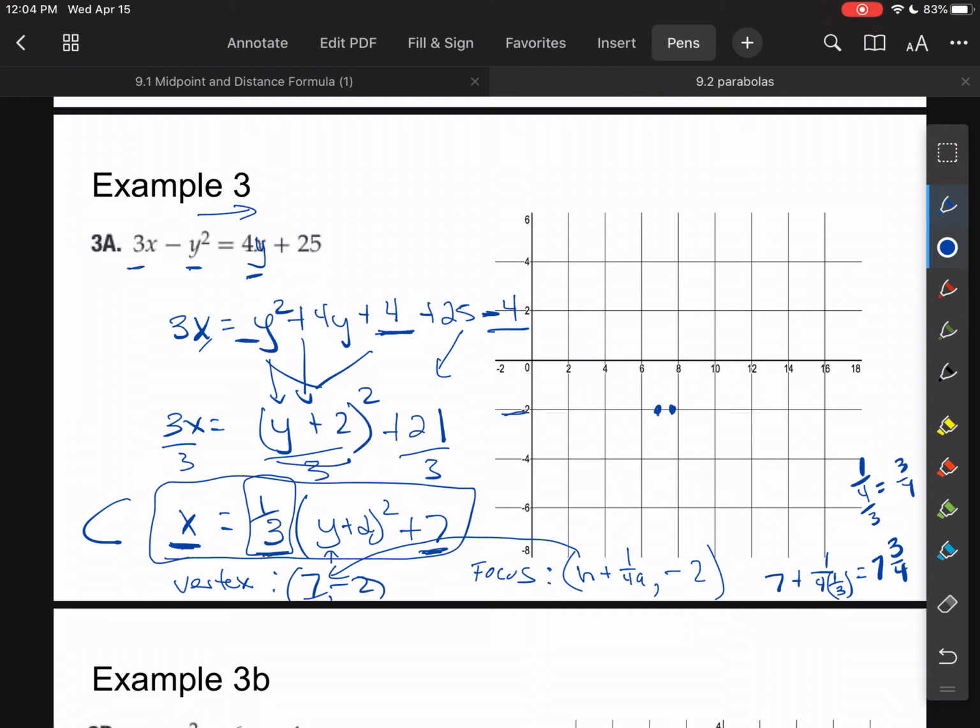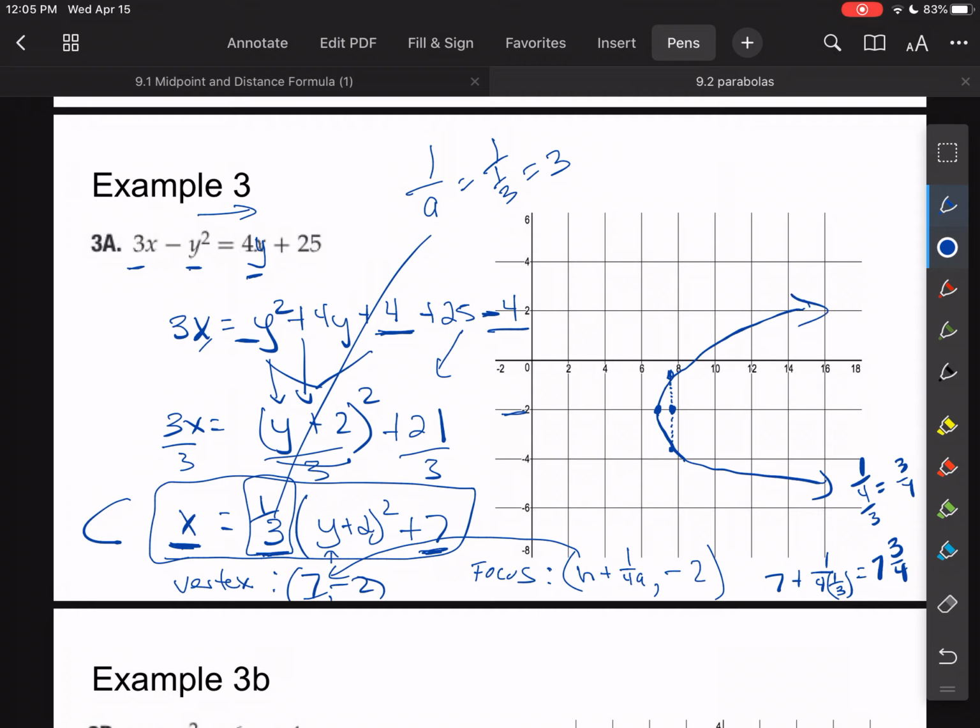Okay, once I know that, I can use my formula for the latus rectum, which is 1/a, or the absolute value of a. In this case, my a value is 1/3. So I have 1 over 1/3, which equals 3. So the length of the latus rectum is 3, which means I'm going to go 1.5 in this direction, 1.5 in this direction. So we have something that looks like this. Once you have those points, you're just going to connect them, and you're good to go.